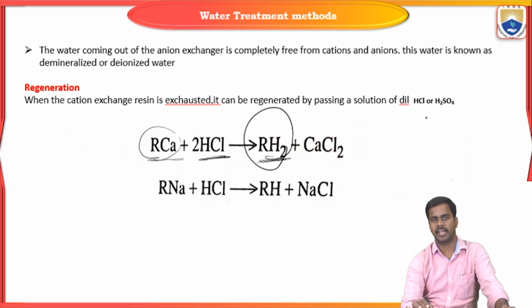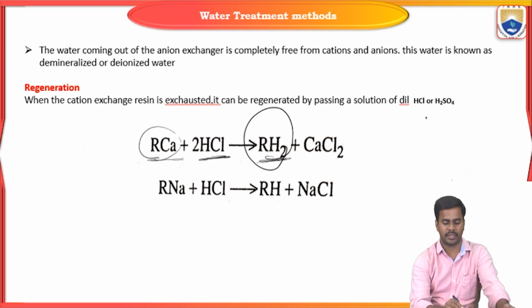Now this resin is again taken into tank B, hot water is passed, and we continue the procedure for removing hardness from the water. We can continue. This step is known as regeneration of the cationic exchange resin. Similarly, we have to regenerate the basic resin also. Let us see how it will be regenerated.